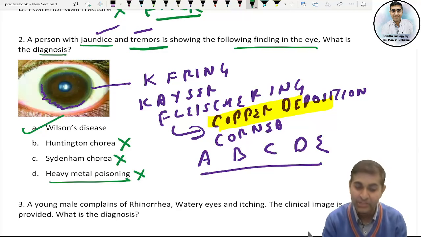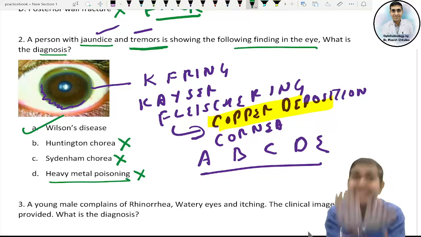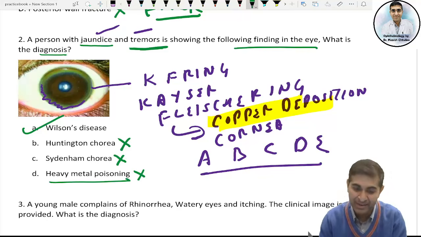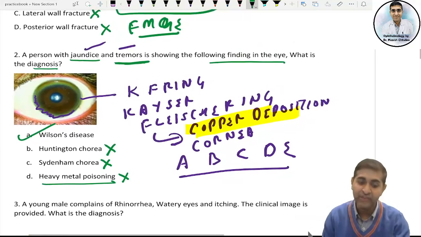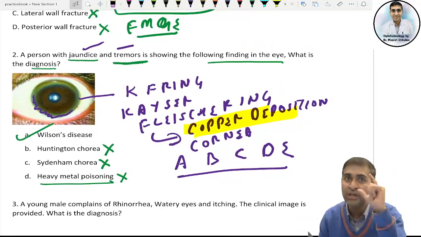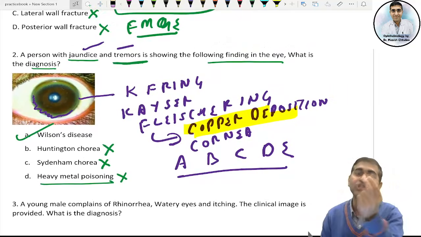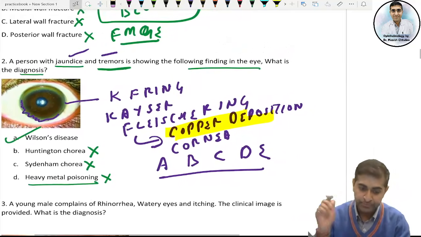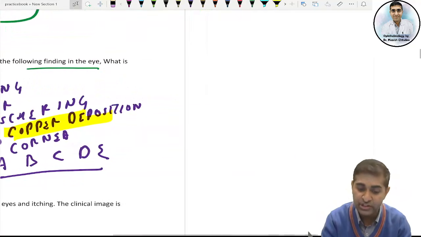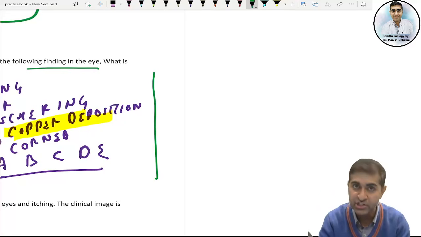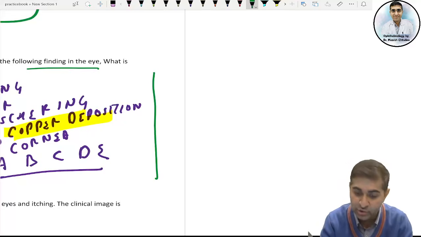Had there been poisoning, there must have been a history of ingestion or accidental ingestion of some heavy metal, है ना? But they have just given you the image along with a short history. Now, what are the other features that you are going to see in Wilson's disease? This is also your previous year question.